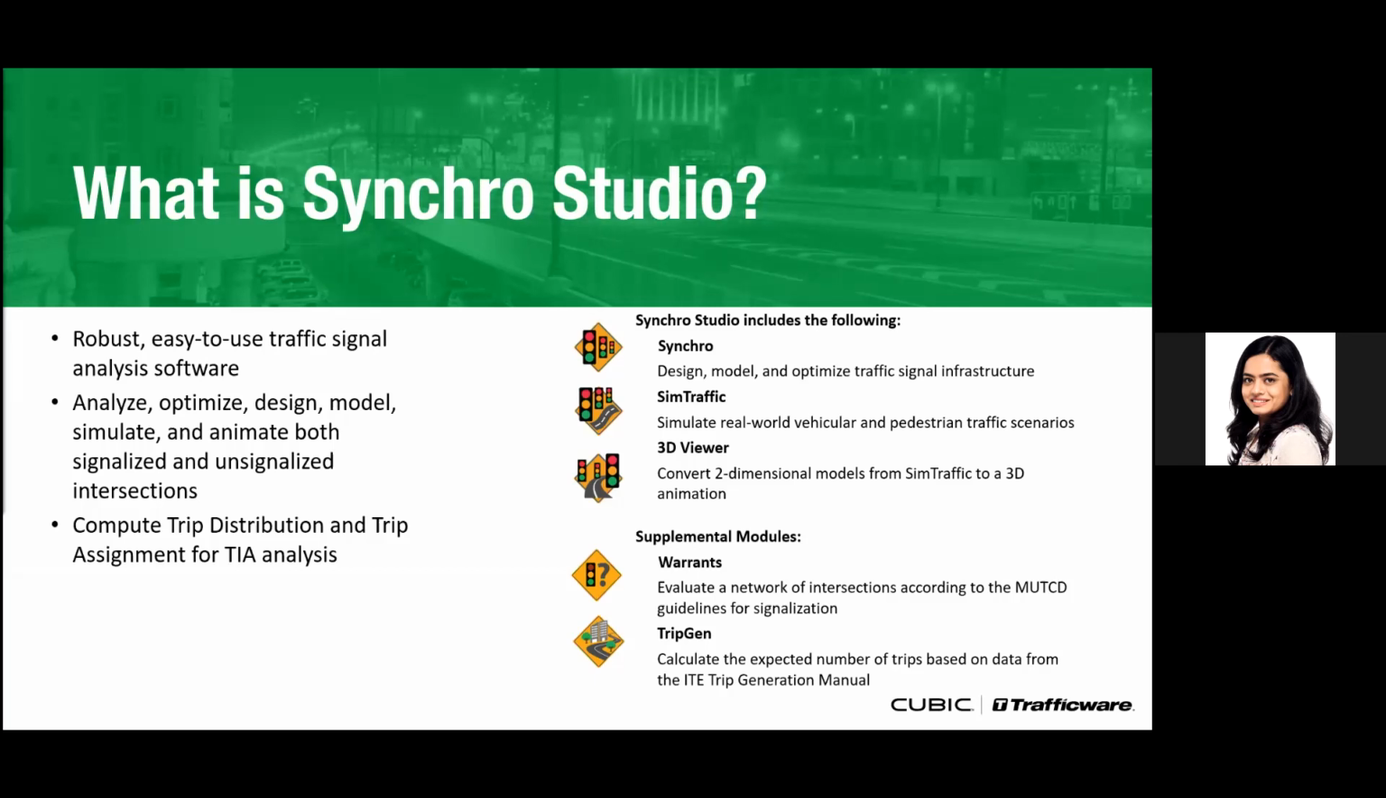One is Warrants and one is TripGen. You can purchase them as a standalone product, or you can purchase them as an add-on, okay? Now, both these names are quite self-explanatory. Warrants helps you to evaluate a network of intersections according to the MUTCD guidelines for signalization, as well as all-way stop control intersections. TripGen, on the other hand, helps you to calculate the expected number of trips based on the data from the ITE Trip Generation Manual. The latest TripGen supports the latest ITE Trip Generation Manual, which is version 10.